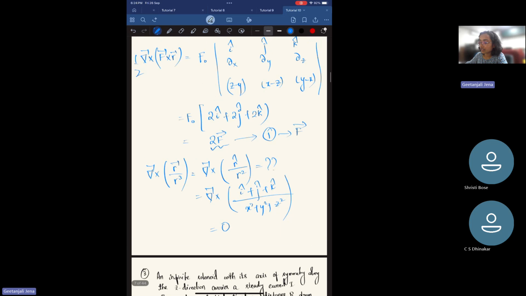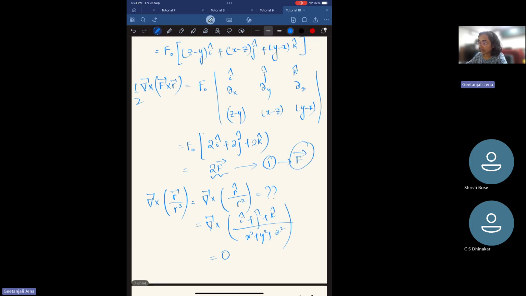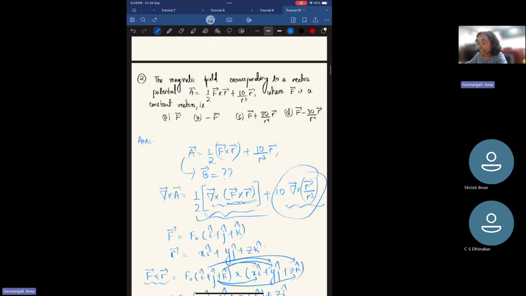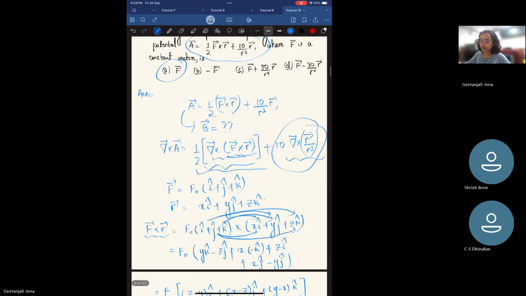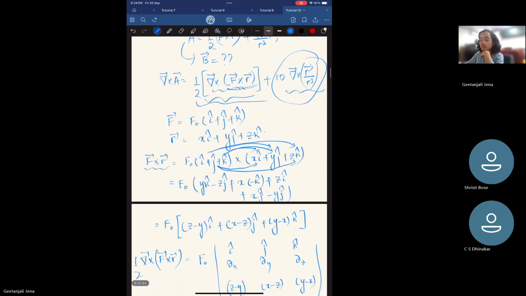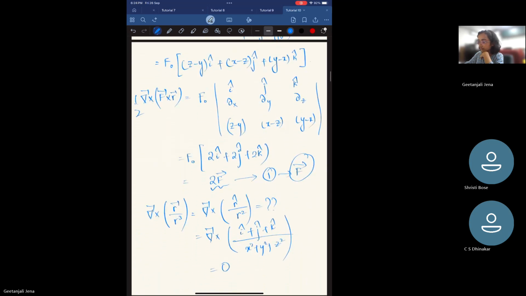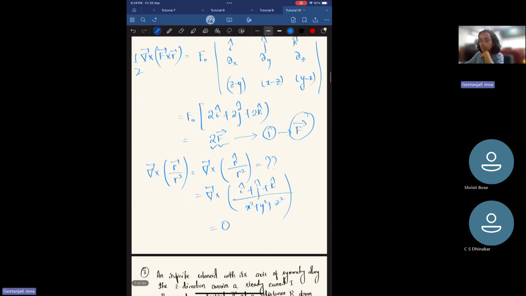So that means the contribution will only come from f. So that is why the magnetic field corresponding to this vector potential, which is given by this, it will be the first option A. Okay, so is it clear?